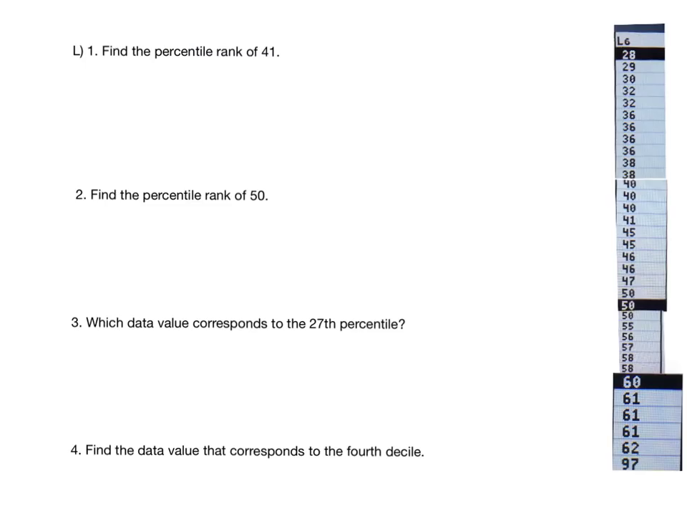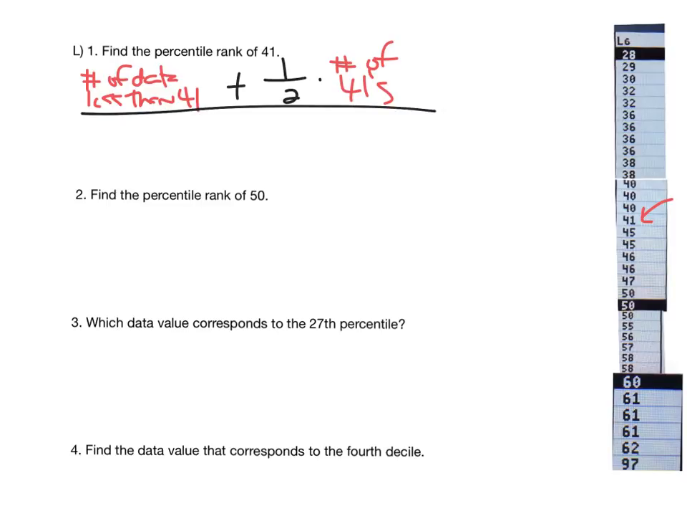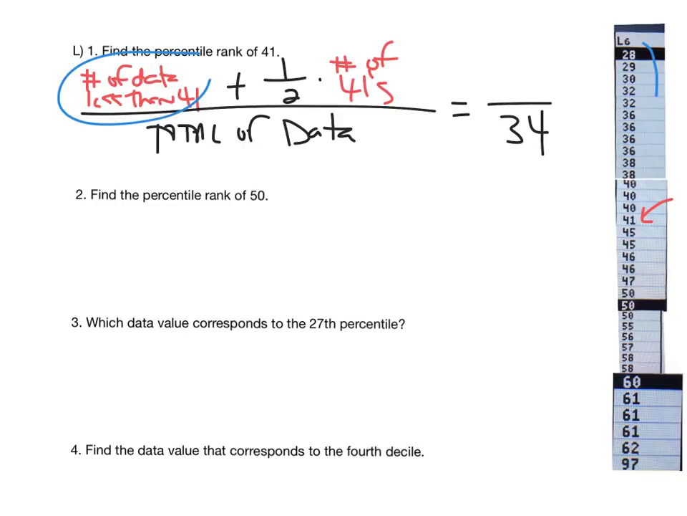In part L, we have to find some percentiles. So for number 1, we have to find the percentile rank of the data value 41. So what we're going to do is take the number of data that are less than 41, and then we're going to add 1/2 times the number of 41s in our data set, and then we'll divide that by the total number of data. I know the total number of data given to us was 34, so that's going to be our denominator. So we're going to count up the number of data that are less than 41. So we'll just count up all these numbers.